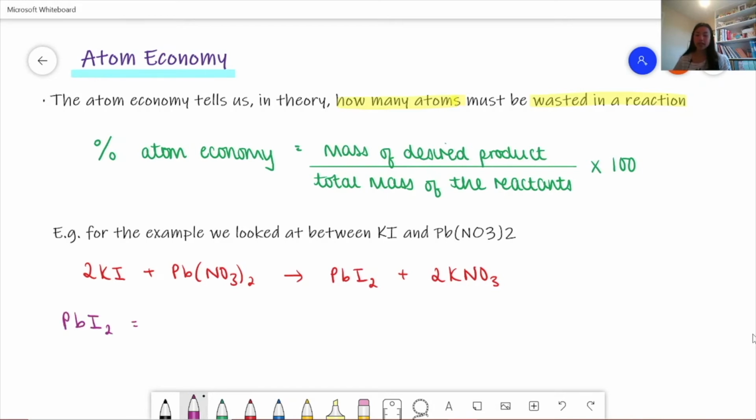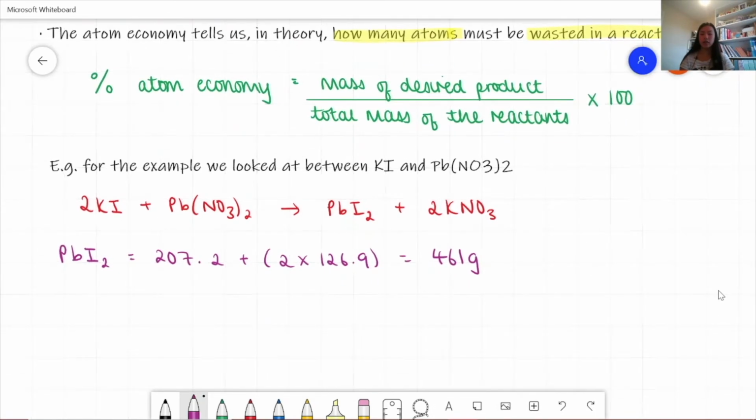The mass of this is equal to its MR. So we have lead, which has an AR of 207.2, and then we add 2 times the iodine, which is 126.9. So this gives us 461 grams of this lead iodide. And then we have the reactants.